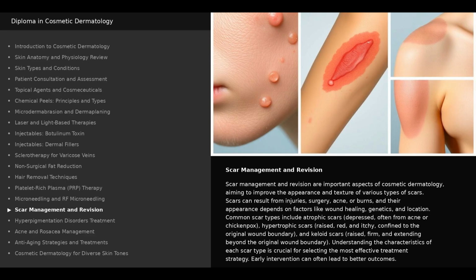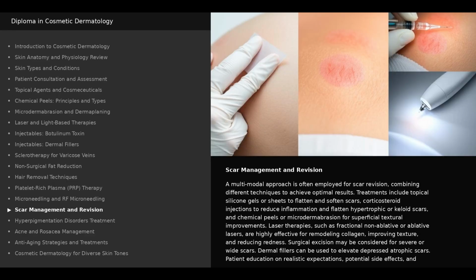Early intervention can often lead to better outcomes. A multimodal approach is often employed for scar revision, combining different techniques to achieve optimal results. Treatments include topical silicone gels or sheets to flatten and soften scars, corticosteroid injections to reduce inflammation and flatten hypertrophic or keloid scars, and chemical peels or microdermabrasion for superficial textural improvements.